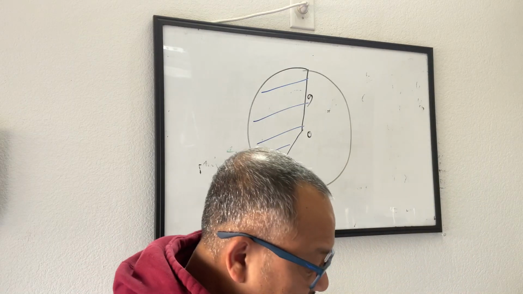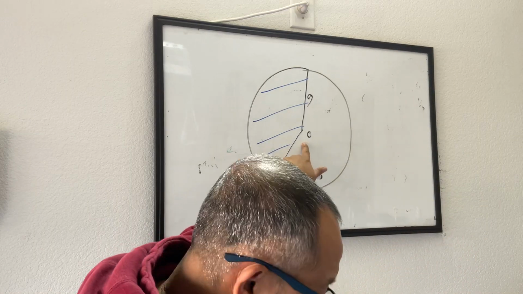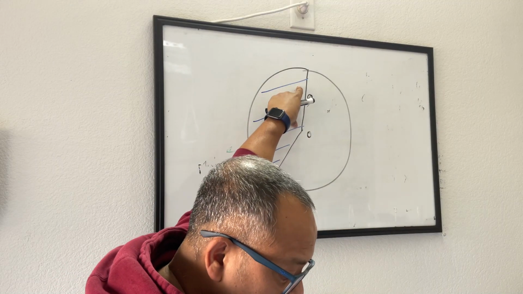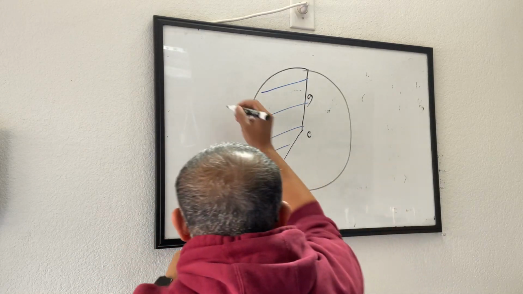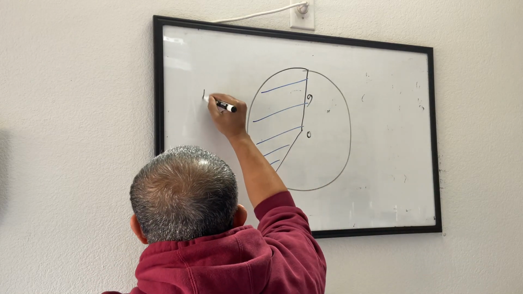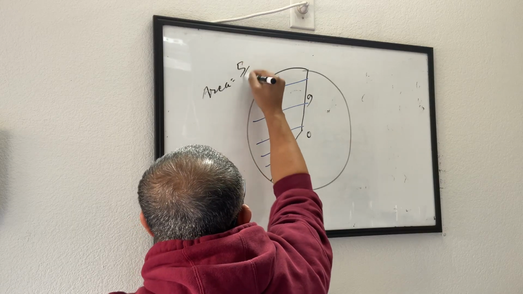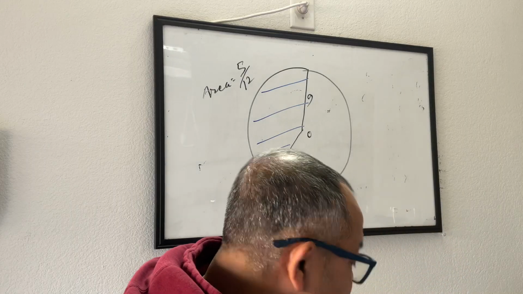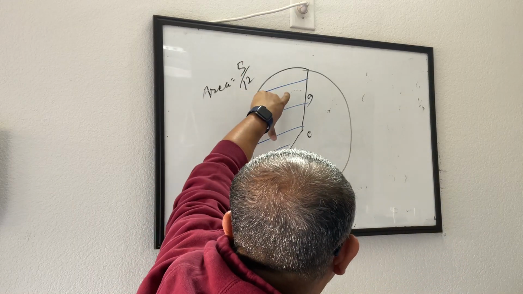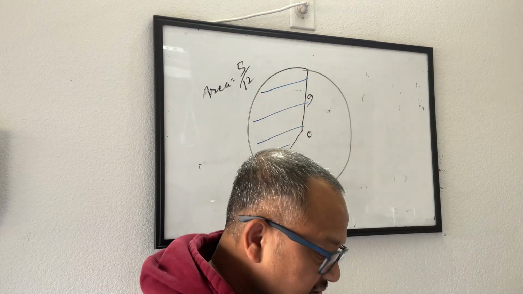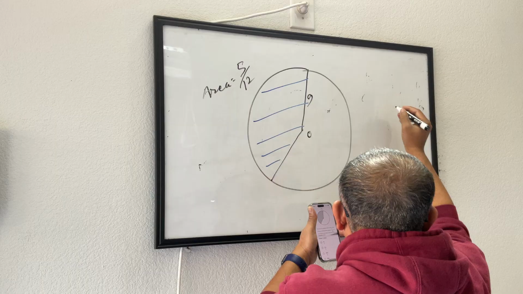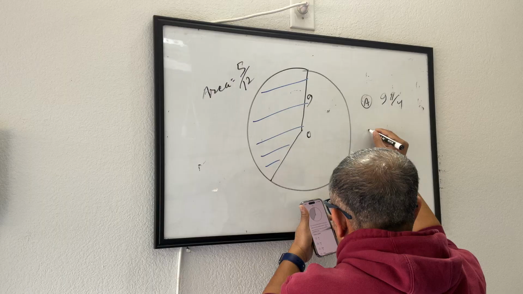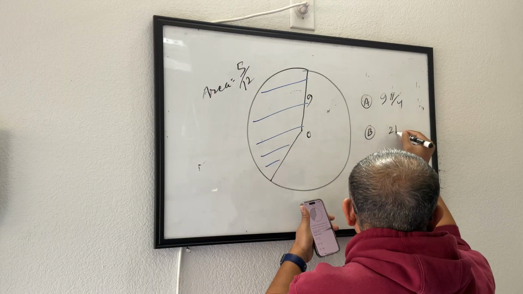Then the question says the circle has center O and a radius of 9. If the area of the shaded region is 5 over 12, what is the area of the unshaded region? If the area of this region is 5 over 12, what is the area of the unshaded region? And then you are given options: option 1 is 9 pi over 4, and option 2 is 21 pi over 4.